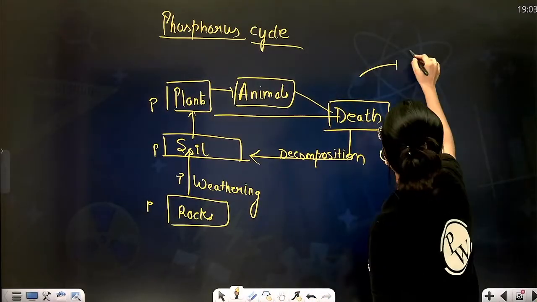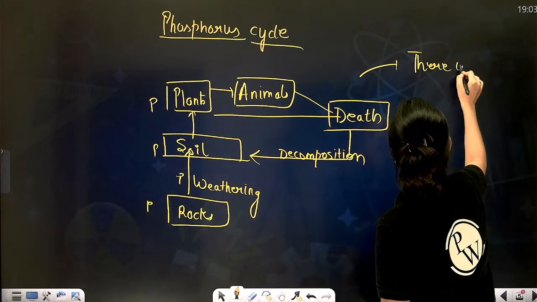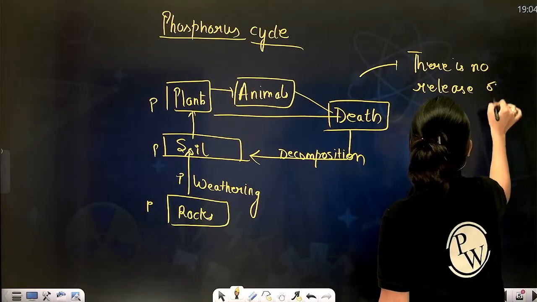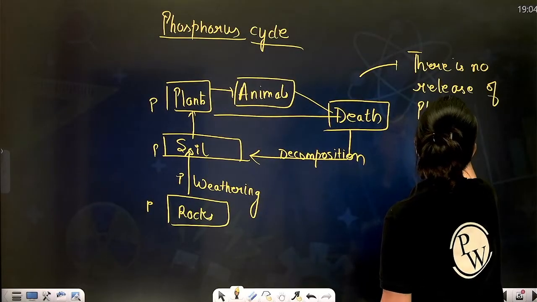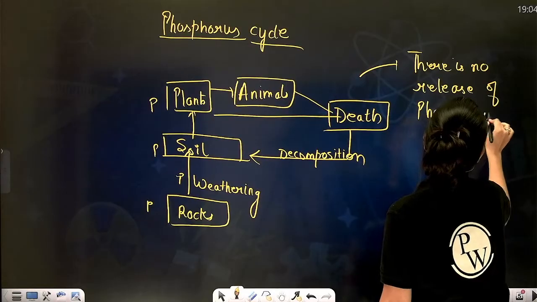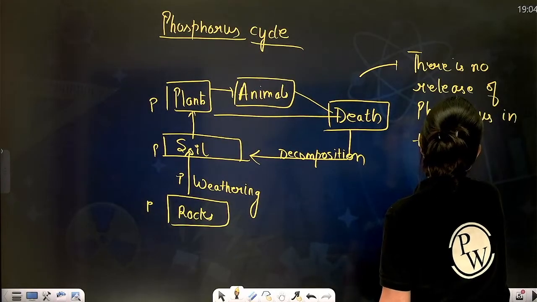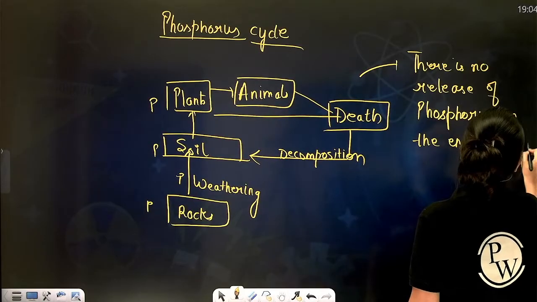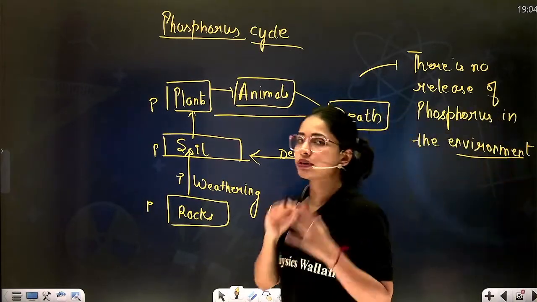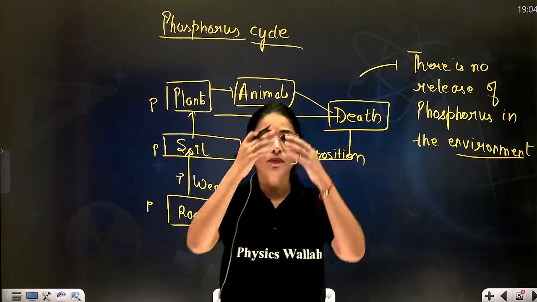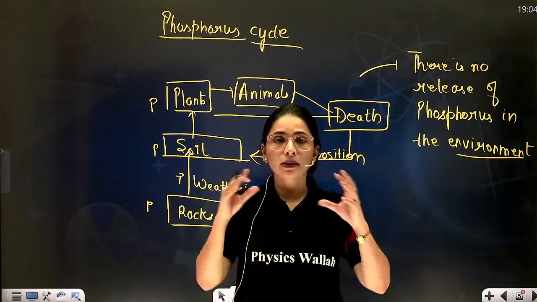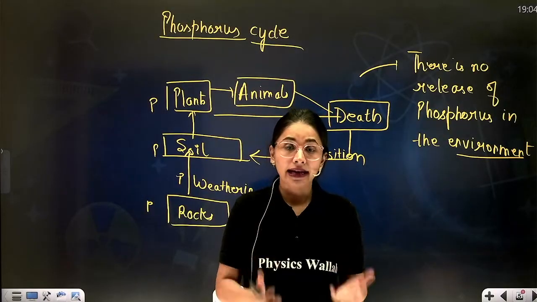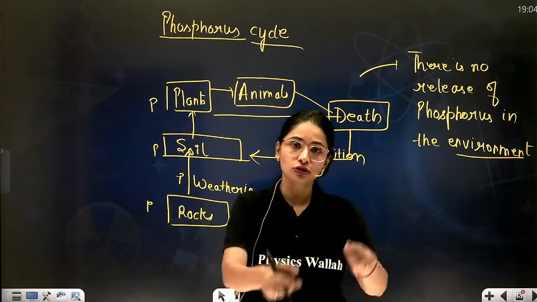Here you see there is no release of phosphorus in the environment. Whatever phosphorus there is, it is just present in the different biotic organisms, in your body: your bones, teeth, all the plasma membranes, DNA, RNA. They have phosphorus incorporated. ATP, adenosine triphosphate, also has phosphorus.